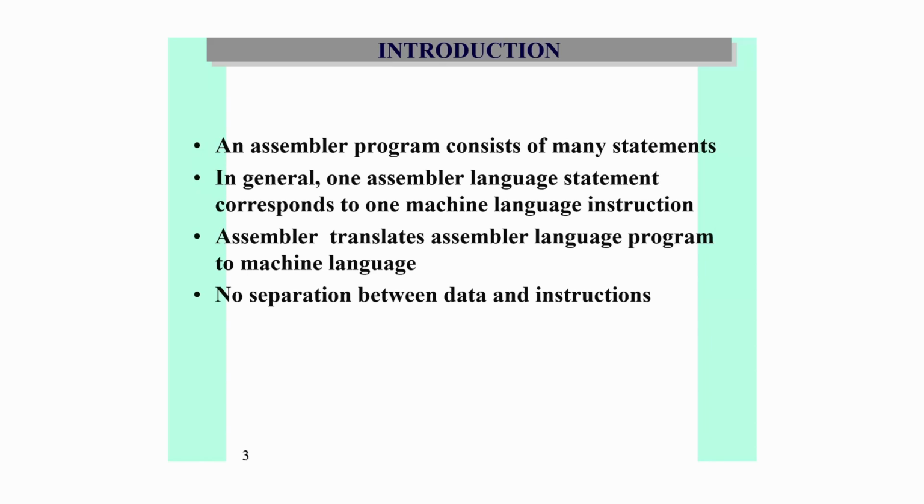And second, as usual, like any other higher level program, the assembler program will consist of many statements. In general, one assembler language statement corresponds to one machine language instruction. Ultimately, all your high level statements will be converted into machine language object code. But in COBOL, one statement may be converted into many object level instructions, whereas in assembler, one machine language instruction will be generated from one statement.